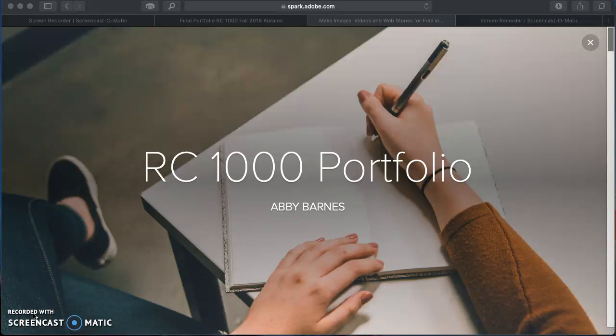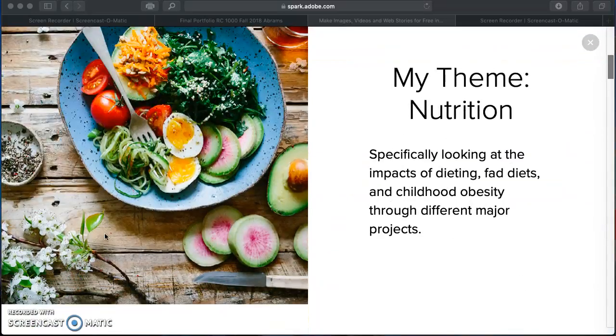This is my RC1000 portfolio. It's Abby Barnes. So my theme for this semester was nutrition. I looked into the impacts of dieting, fad diets, and childhood obesity through our different projects this year.